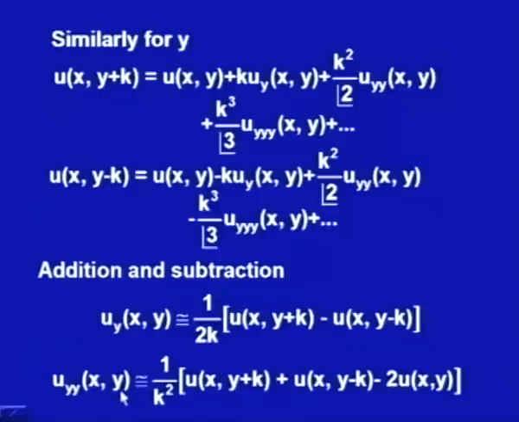u_yy at (x, y) is being approximated as 1 upon k square times u(x, y+k) plus u(x, y-k) minus 2u(x, y). Now, we have got our u_xx and u_yy. Now, first we will see the numerical method for the Laplace equation.